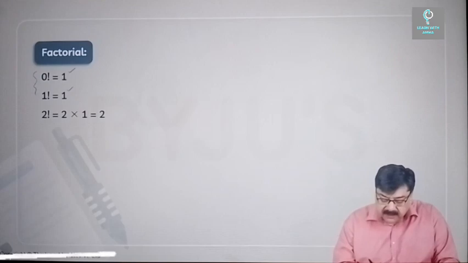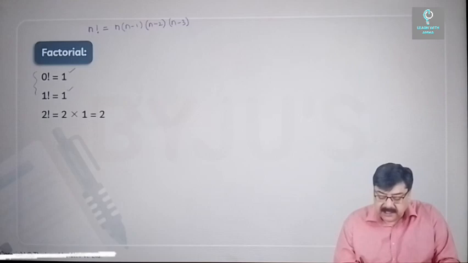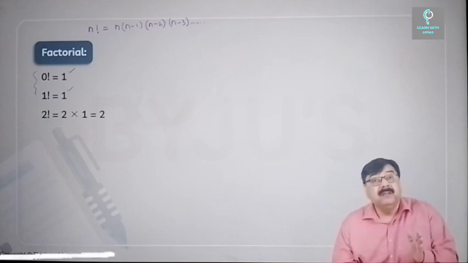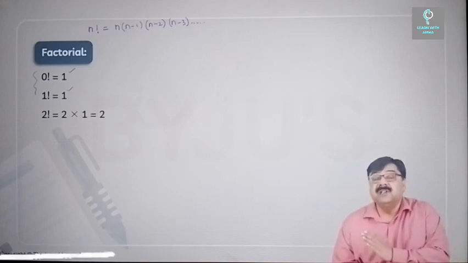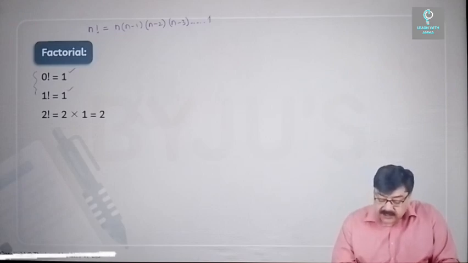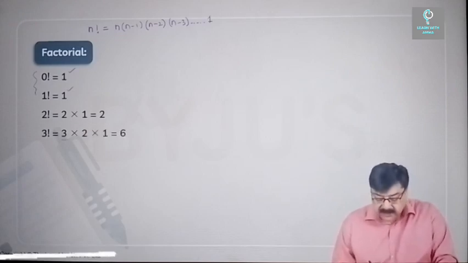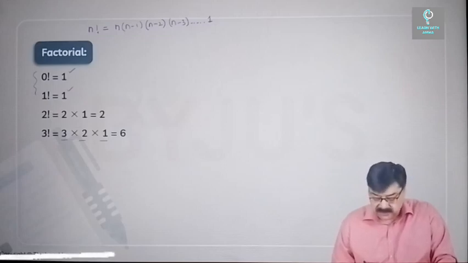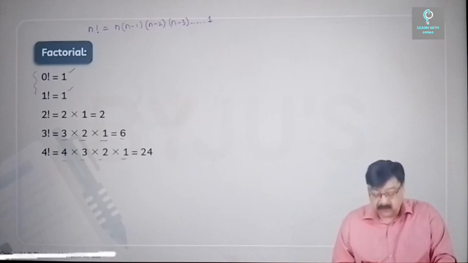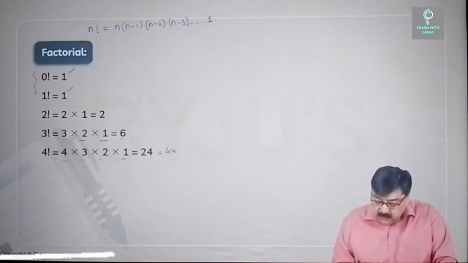So simply factorial can be written as n factorial equals n into n minus 1 into n minus 2 into n minus 3. Keep on reducing the numbers or keep on counting the numbers in reverse order of counting till you reach 1 and keep on multiplying them. So what will be 3 factorial? 3 into 2 into 1, which is 6. 4 factorial, 4 into 3 into 2 into 1, that is 24. This can also be written as 4 into 3 factorial.